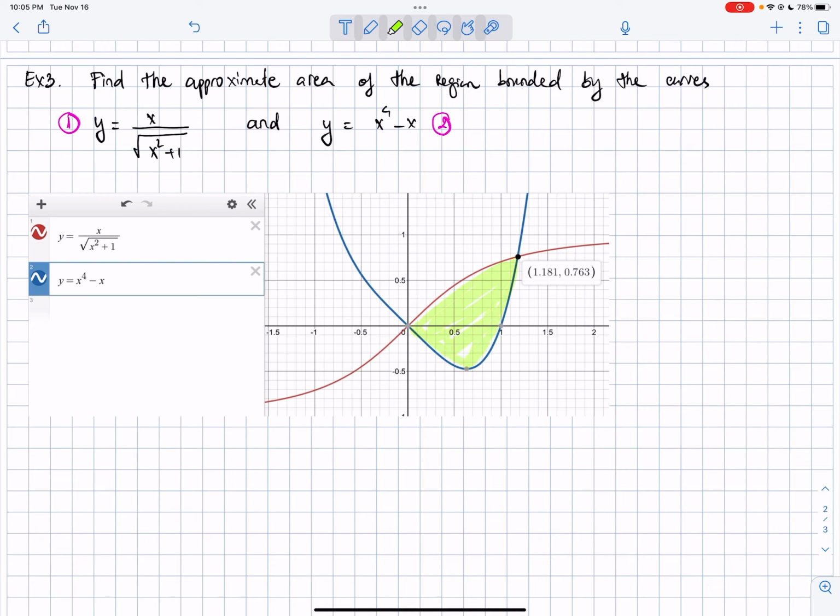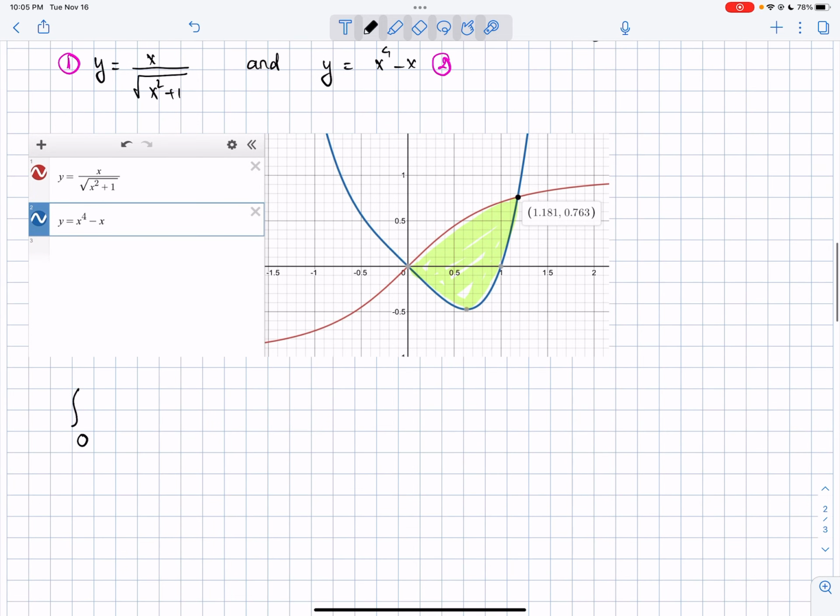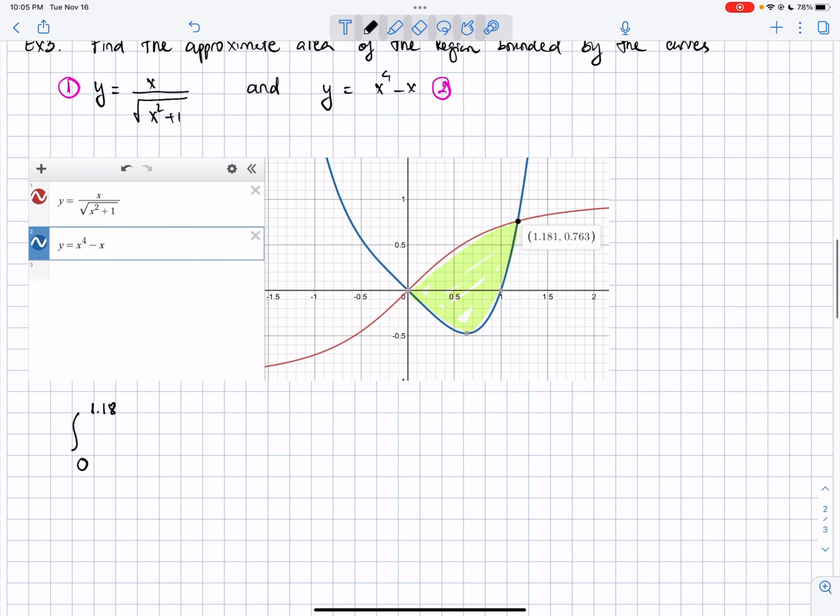And we want to find the integral from 0 to the point where they meet, which is x about 1.18, of the red one, x over square root of x squared plus 1, minus the blue curve, x to the fourth minus x, dx.